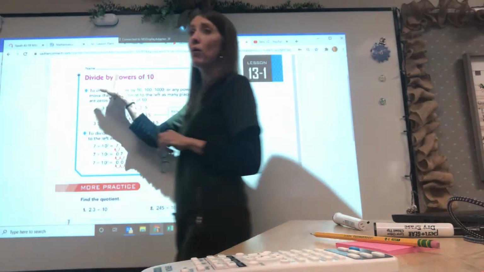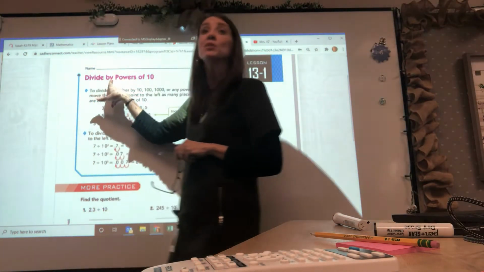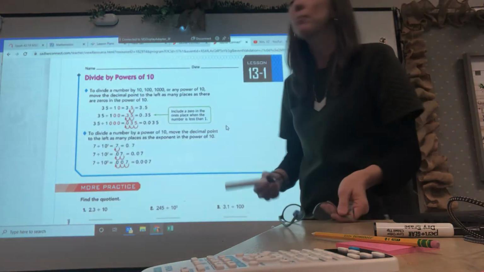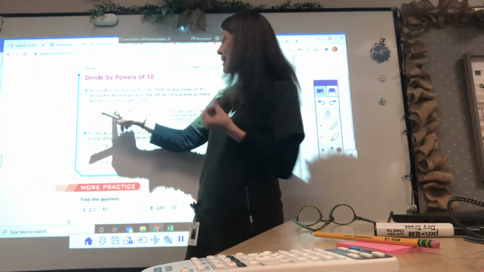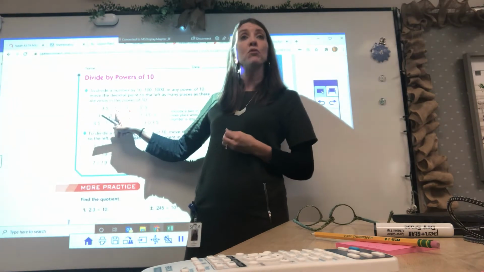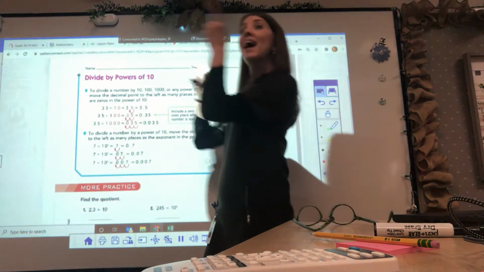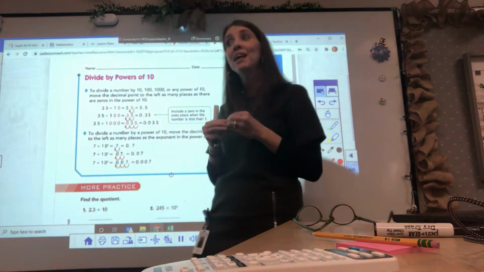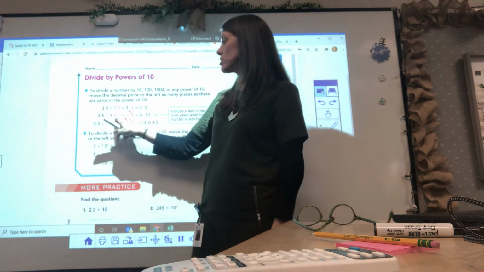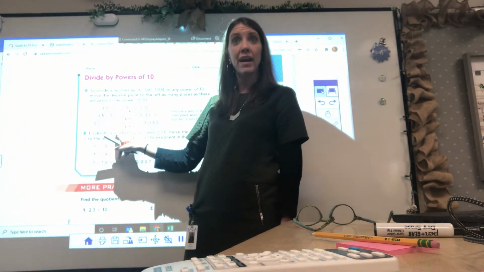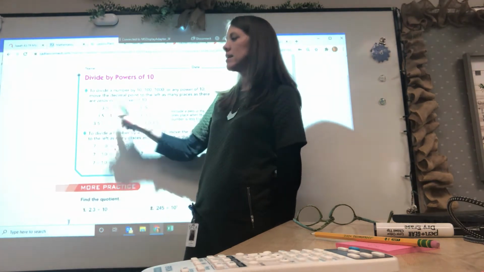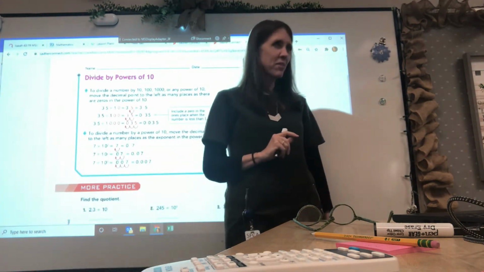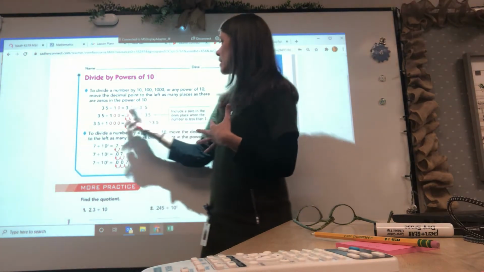When you divide by powers of 10, it's pretty easy. There's not even any computation in this. All you're doing is, if you're dividing by 10, you simply move the decimal point to the left the same number of zeros there are in the power of 10. So look here. They just moved it over one place to the left, because there's 1 zero. Do you remember this? Is it kind of coming back to you?